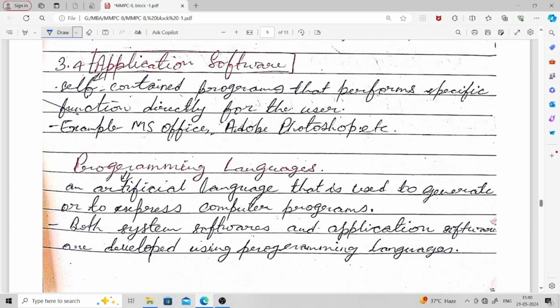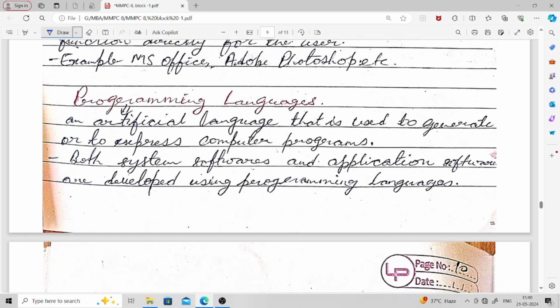Next you have the programming language. What are programming languages? An artificial language that is used to generate or to express computer programs. Programming language is nothing but a kind of artificial language. It means it is a human created language which is used to generate or to express computer programs. So how to interact with computers can be done using programming languages. Both system software and application software are developed using programming languages.